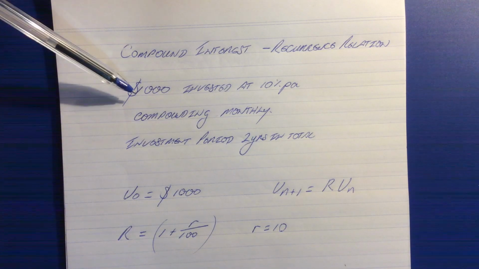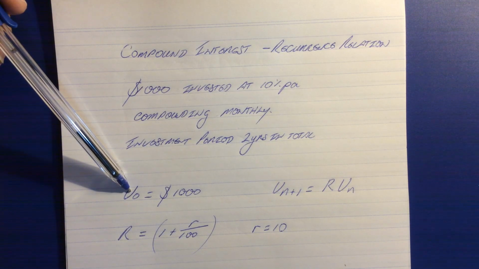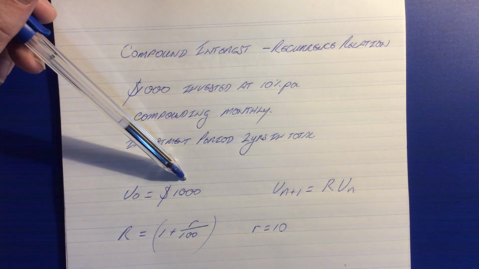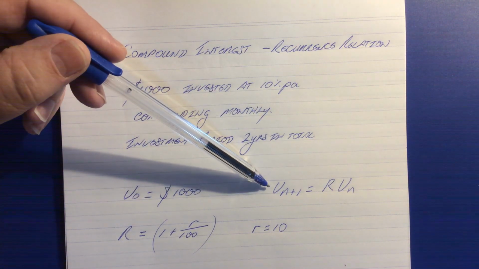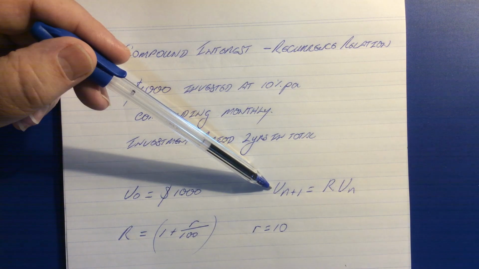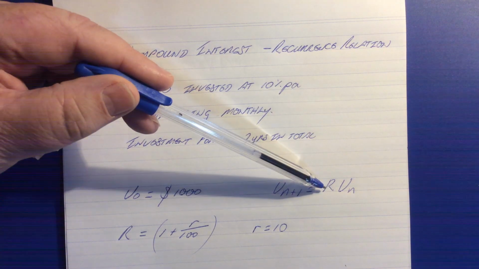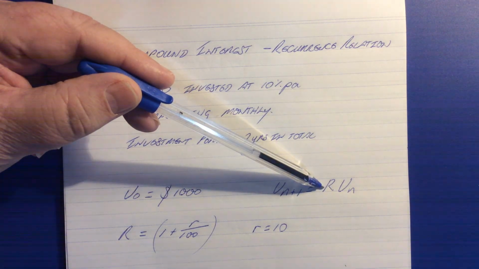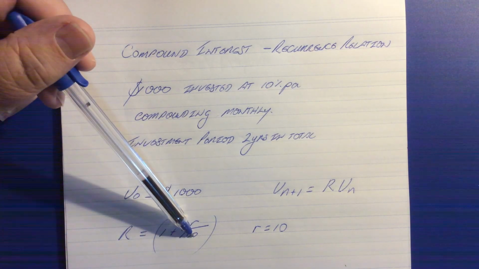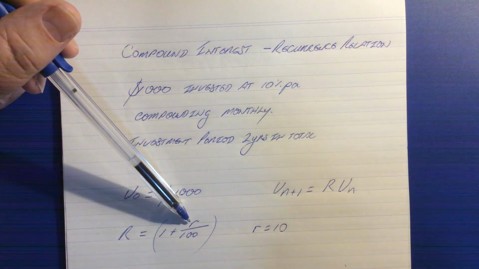Now, the basic setup for this using a recurrence relation is that our principal, our initial amount of money, V0, which is what it's called, is $1,000. And how we calculate a new amount is by taking the previous amount, Vn, and multiplying it by capital R. Now capital R is 1 plus little r over 100. In this case, little r equals 10 because little r is the interest rate.